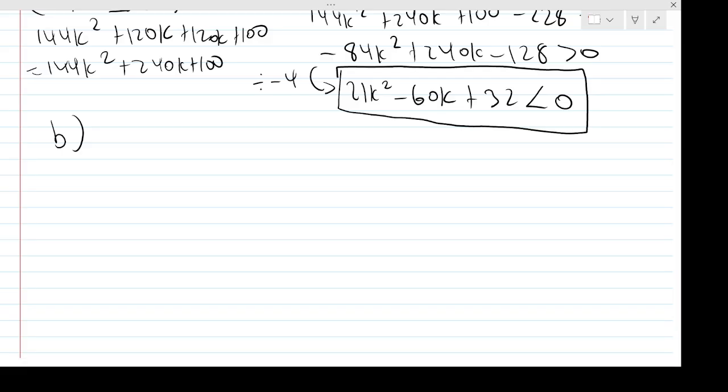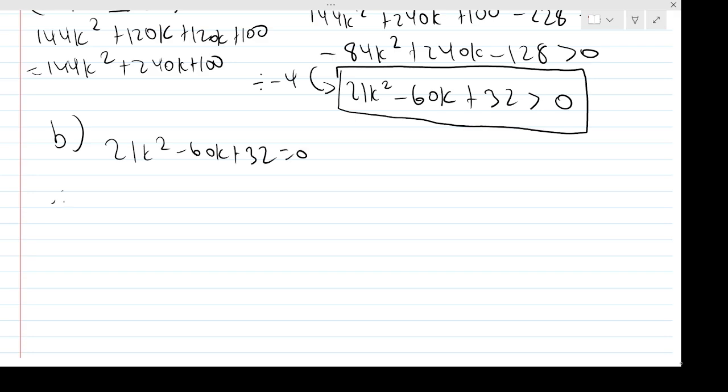So firstly, in order to solve a quadratic inequality like this, we need to sketch the quadratic graph of k, okay? But I don't know what the roots will be where it crosses the x-axis. So we need to solve this equation as it's equal to 0, to find where it crosses the x-axis. Remember, we call those the critical values. So the critical values in this case are the roots of this quadratic: 21k squared minus 60k plus 32 is equal to 0.